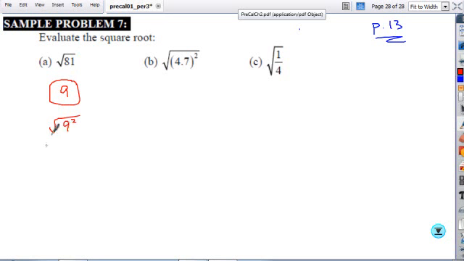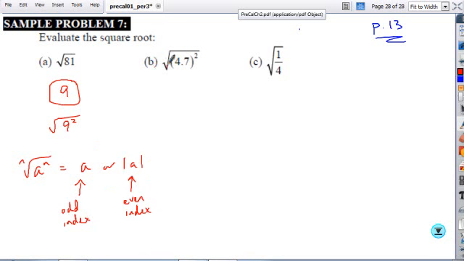So the square root of 9 squared fits the pattern. The nth root of a to the n is just a or the absolute value of a. Remember, it depends if it is an odd index or an even index. Since we have an even index here, we have to consider the absolute value of this number, so we just get the value 9.